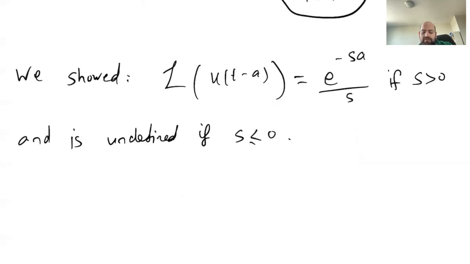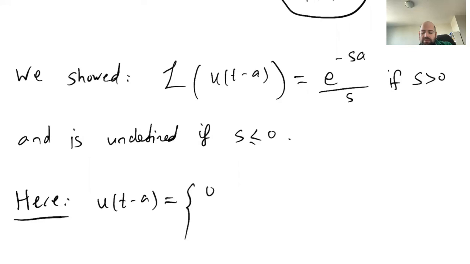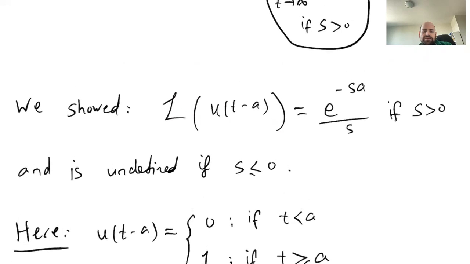And here, as we said, u of t minus a is the step function, which can be written as 0 if t is less than a, and it will be equal to 1 if t is bigger than or equal to a. So if you define the step function this way, then the Laplace transform of this function will be e to power minus sa over s. We'll see the application of this formula later, and we'll see later how we can use the step function to solve differential equations.